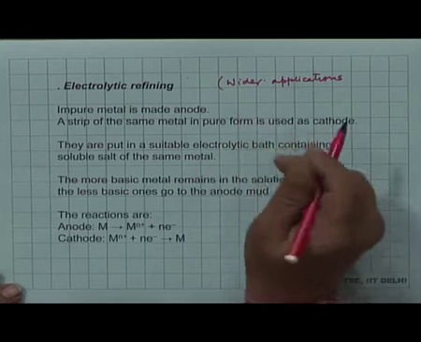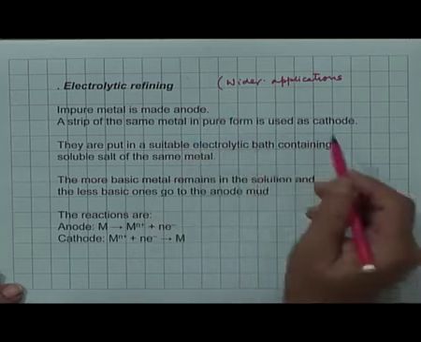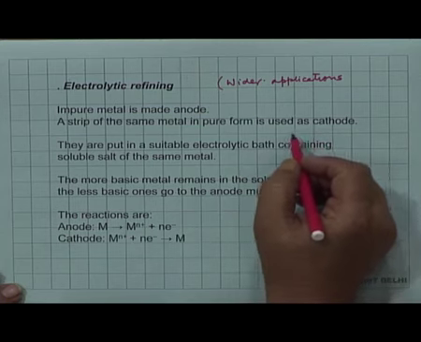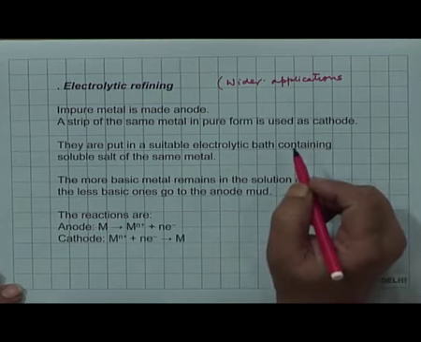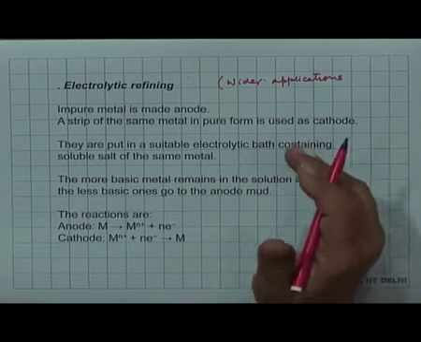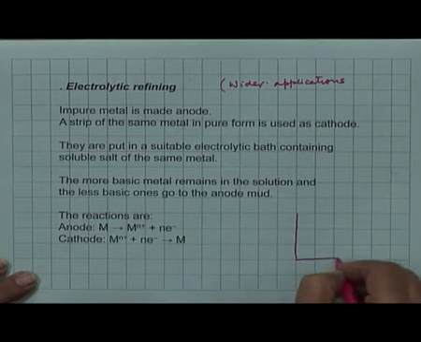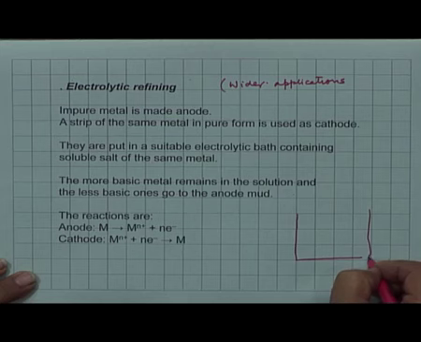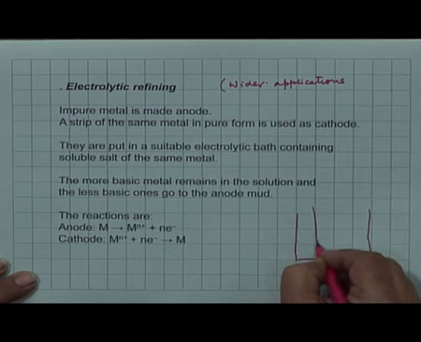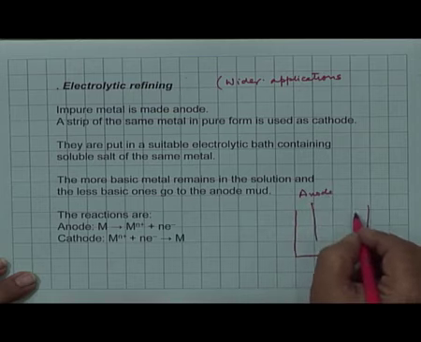The principle is based on the fact that impure metal is made anode and a strip of the same metal is used as a cathode. They are made a part of a cell. Anode, cathode.